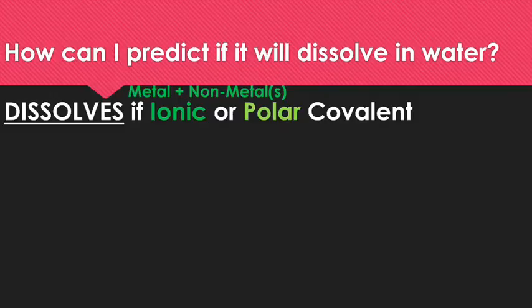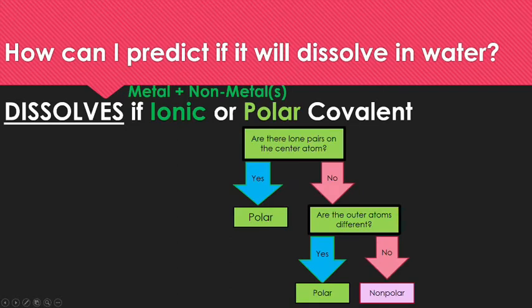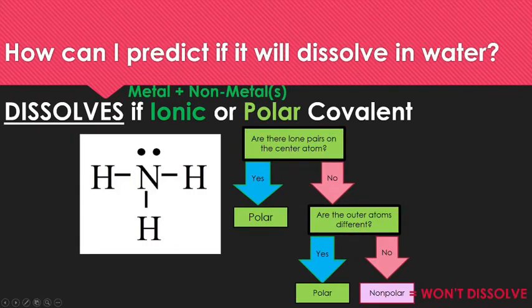Now, if it's a covalent compound, then we have to make sure it's a polar covalent compound, because only polar covalent compounds dissolve. If it is nonpolar, then it won't dissolve. So these are the 2 questions that we have to be asking ourselves in order to tell if something is polar. We're looking for lone pairs on the central atom, like here in this NH3, where we have these dots in our Lewis dot diagram on our central atom. That's important. That's the only place that they matter. So this would be yes, it is polar, and it would dissolve in water.